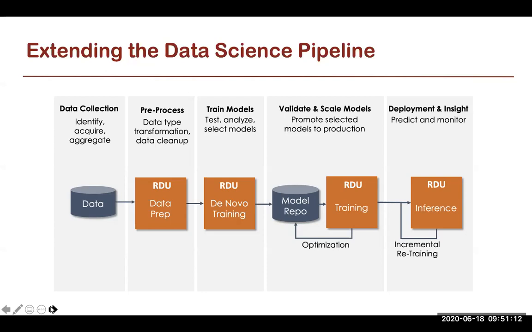So here you see a much wider set of things that can be done to accelerate the whole data science pipeline. And this all is enabled by reconfigurable data flow units and the ability to very efficiently process these data flow styles of execution, which, as I said, is kind of the predominant execution model across the different things that you want to do in data science.